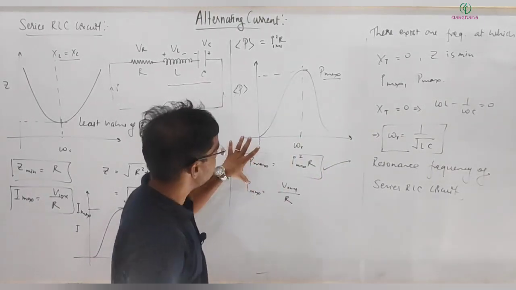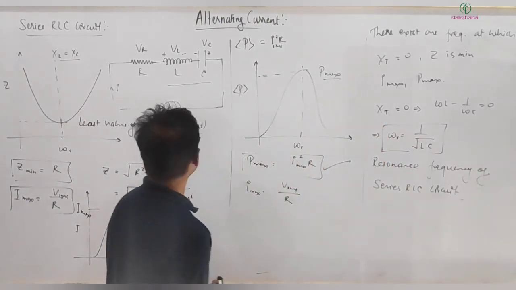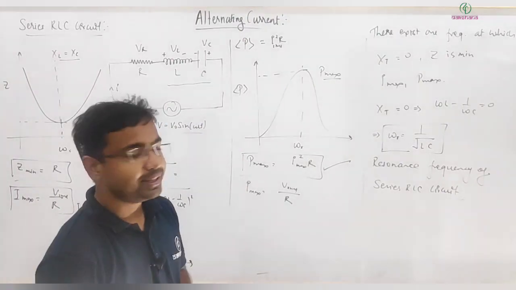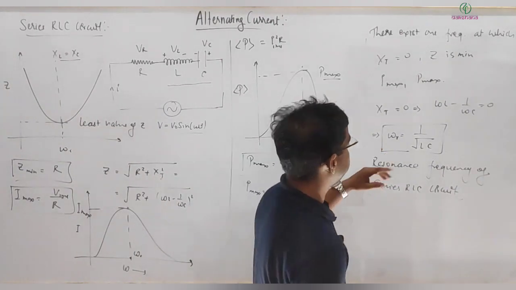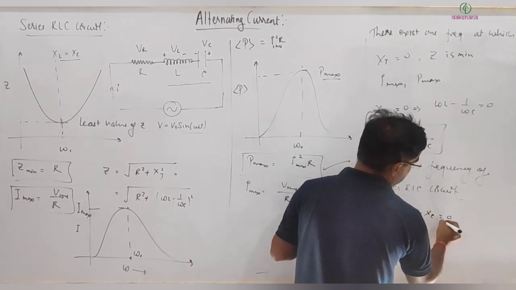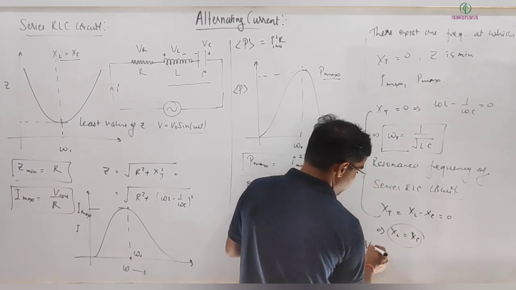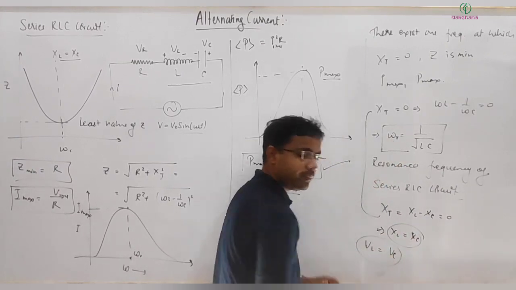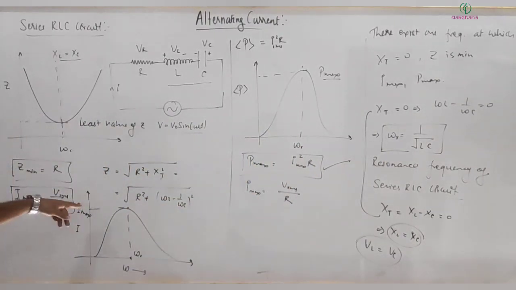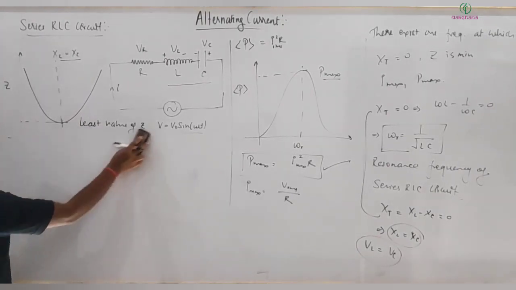Now try to imagine what is exactly happening at this moment of frequency. What does it mean actually? Here XT is equal to 0. That means XT equals XL minus XC equals 0, meaning XL is equal to XC, and I can write VL should be equal to VC because current is same, right? So at this moment, I am erasing this part now. At omega resonance frequency, is it?